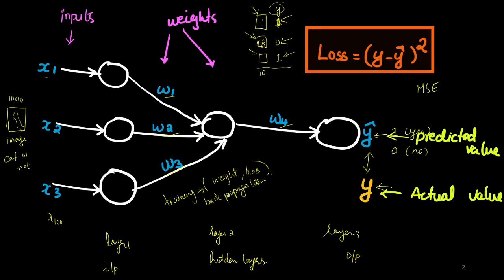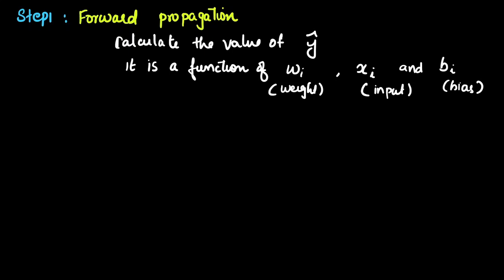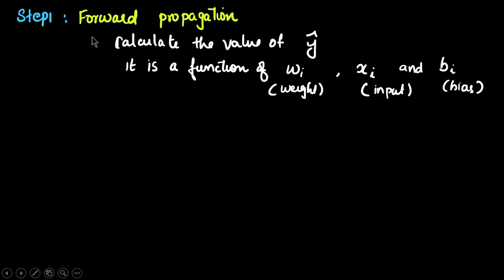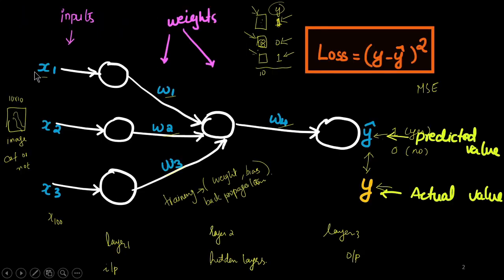In the training process we have to follow these steps. That is, in order to set the appropriate values for weights and biases, we have to follow these steps. Step 1 is forward propagation. That means we give the input values x1, x2, x3, and we start with some random values for w1, w2, w3 and w4. And this network will find out some value.